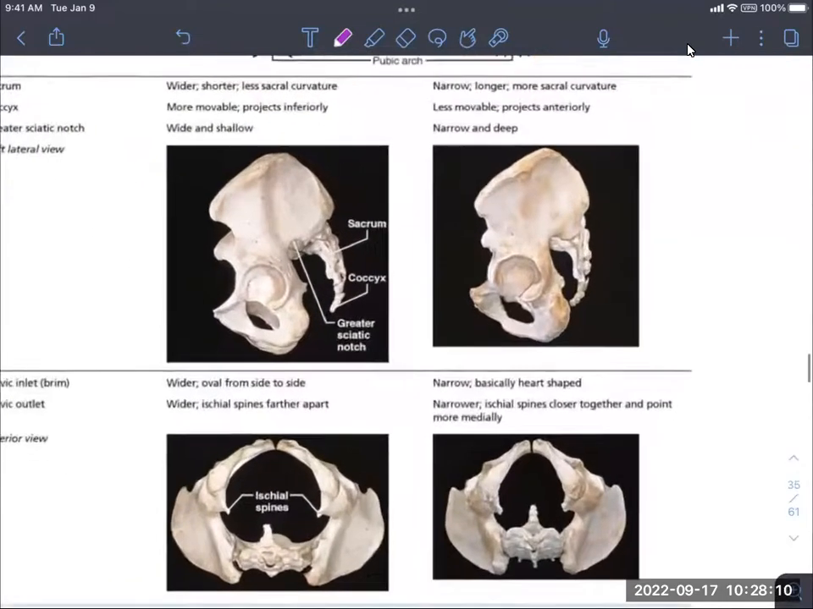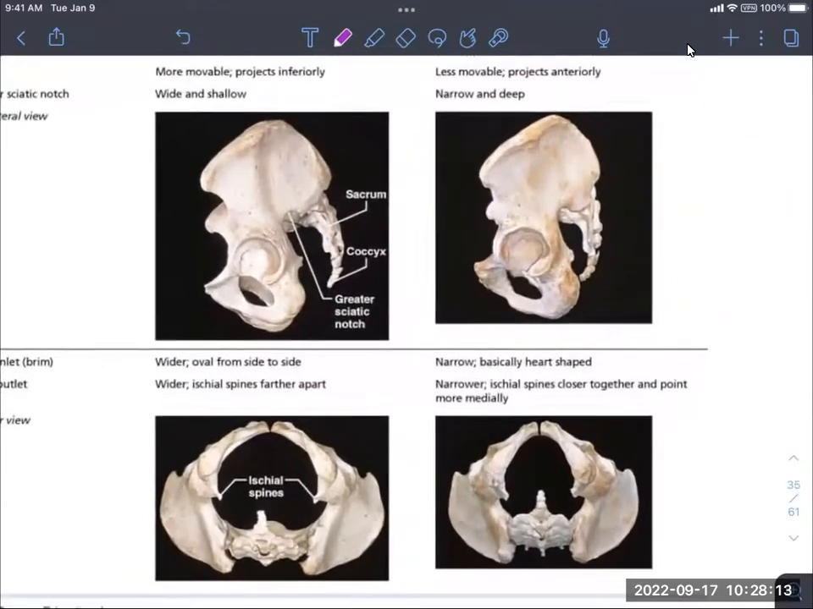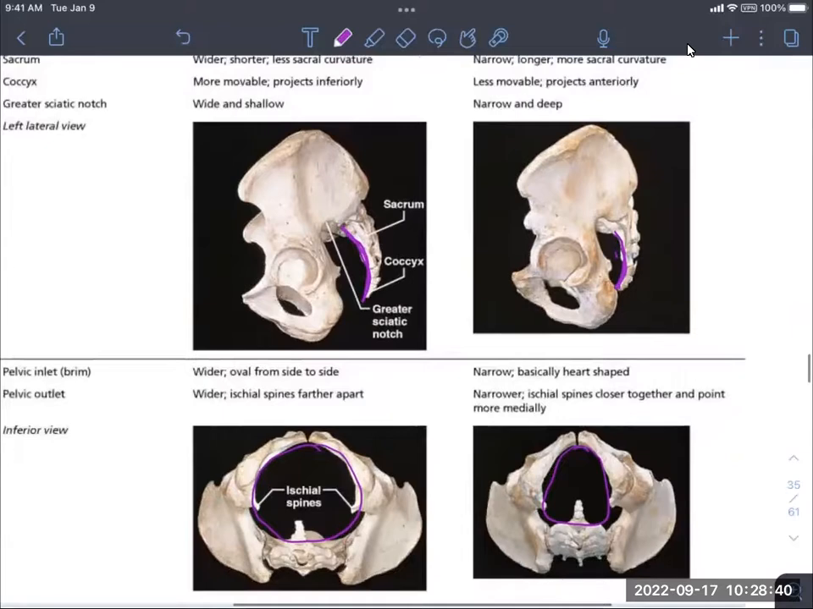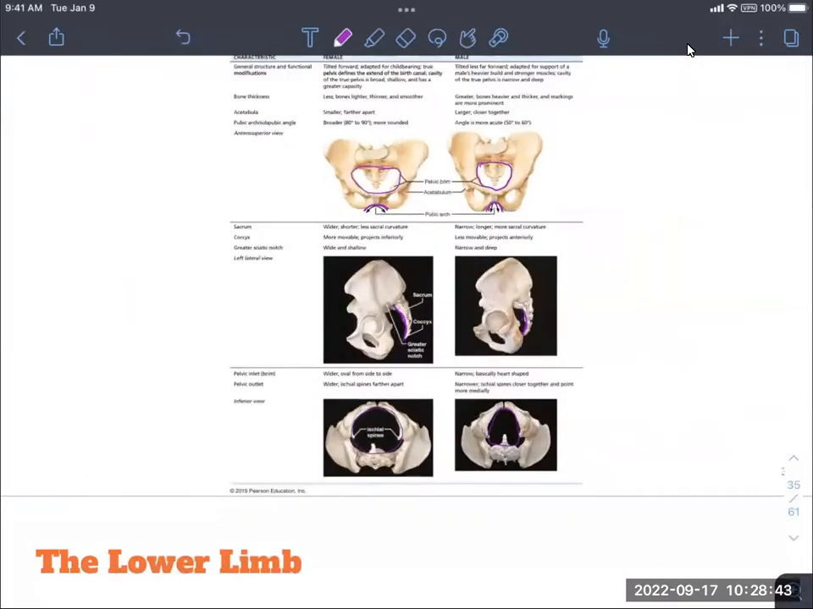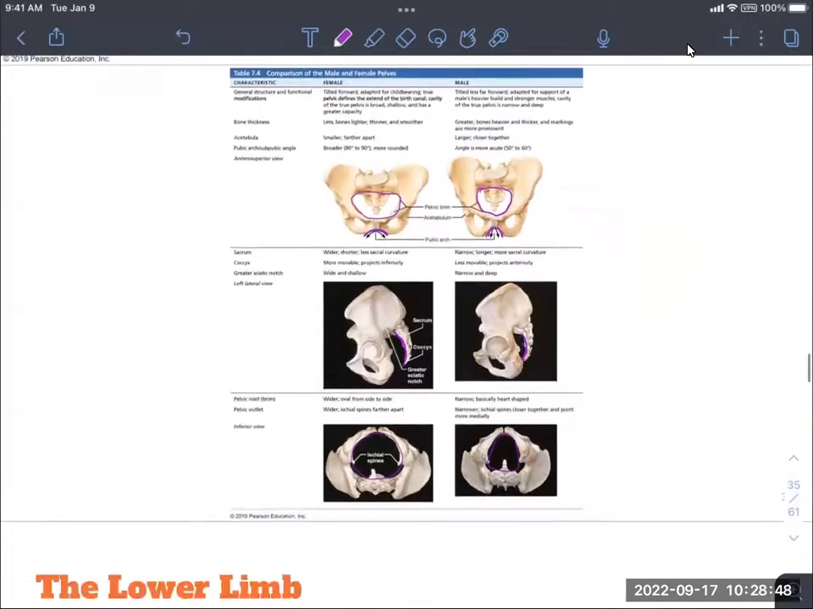We can also see on a real pelvis in a male that coccyx bone comes down pretty close, while in the female, it stays out wider. That pelvic inlet is a lot wider versus a male's, which is a lot narrower. So a male versus a female pelvis. We have different ones in the lab and we will look at them.